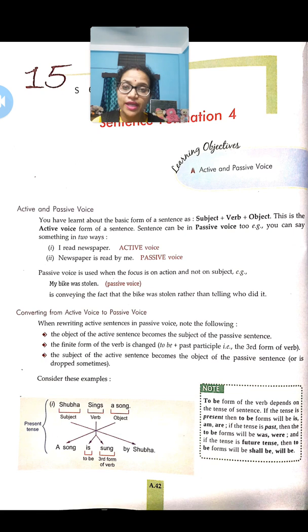The active voice was Shubhra sings a song. Now here, Shubhra is the subject, a song is the object. Now if I have to convert it into passive voice, the object becomes a subject, so a song comes first. Then the verb sings changes to be plus past participle, means it comes with the to be verb. So it is sung. The third form of the verb will come here, so it becomes a song is sung. Then whatever is the subject in the active voice, Shubhra, that subject changes and becomes the object. So it is by Shubhra. So the complete sentence in the passive voice will be, a song is sung by Shubhra.